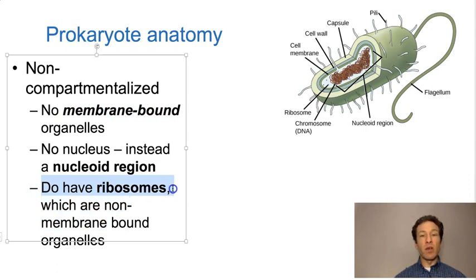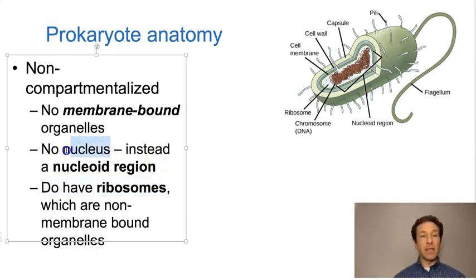And so remember, ribosomes are used to make proteins, and ribosomes are considered to be organelles. They simply do not have a membrane around them, so they are not membrane-bound organelles. So this is the important kind of organelle that you should know prokaryotes do have.